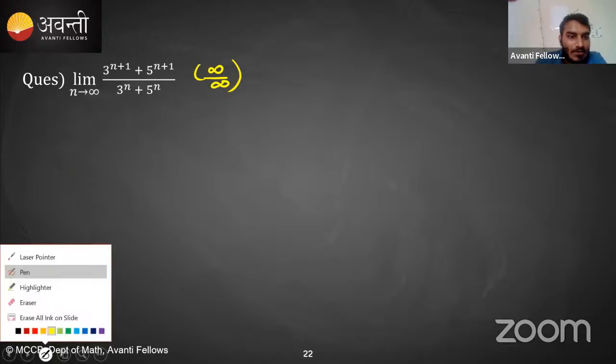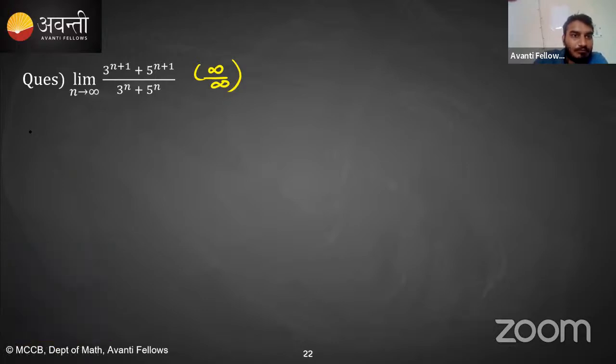Everyone, please focus here. Again, I told you, whenever you have infinity upon infinity, try to create infinity in the denominator. Some of you are saying 1. Let's see if it is 1 or not. I think 1 is the wrong answer, but let's see. So what you can do is take 5 raised to the power n plus 1 common from the numerator.